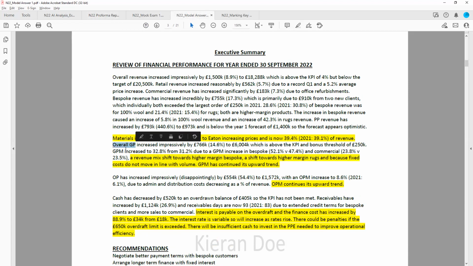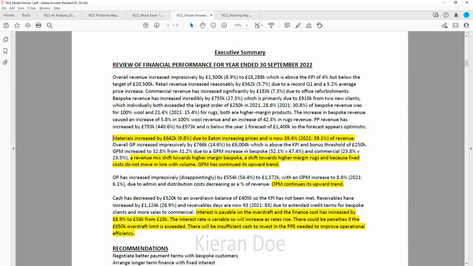In the conclusions, we just said the gross profit margin's gone up by this to this because there's been an improvement in a couple of the client types. But then we could add in some of those additional points we had in the main body of our report, like the revenue mix shift towards more high margin bespoke work and high margin rugs. And of course, because of the fixed cost not moving in line with volume, gross profit margin is on an upward trend. So it doesn't always have to be bad news. We're just focusing on those big pictures, like gross profit margins that overall are going up, and these are the reasons why. Cash is going down. This is the reasons why and the impact on the business. So we're adding more to those big issues.